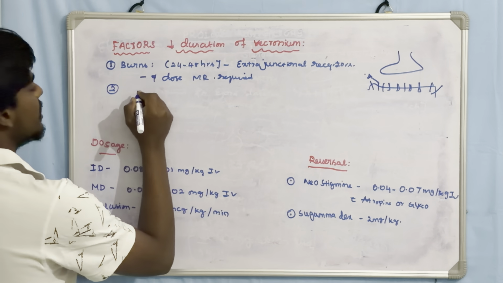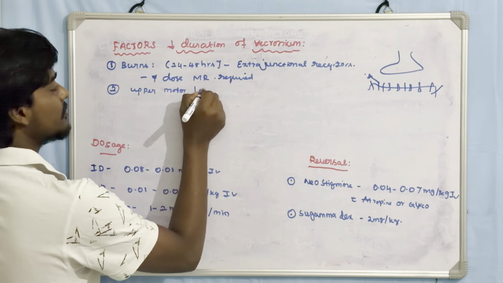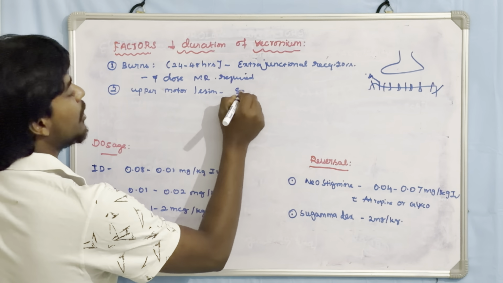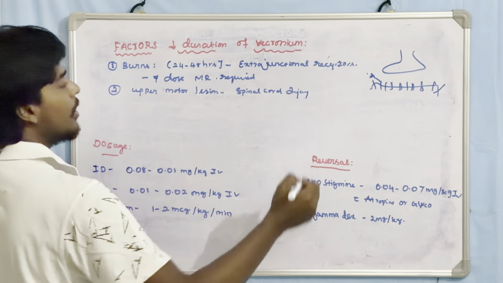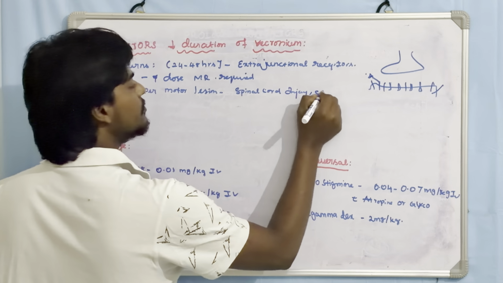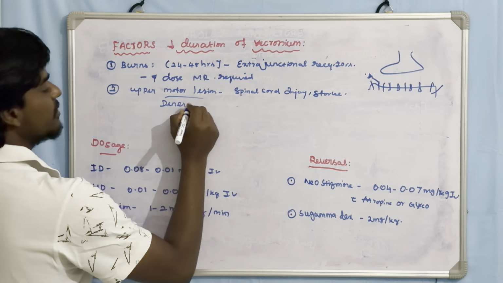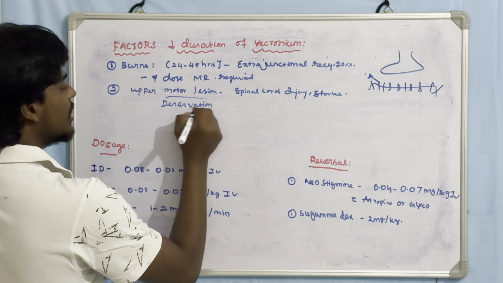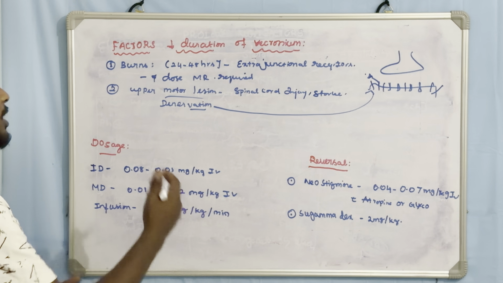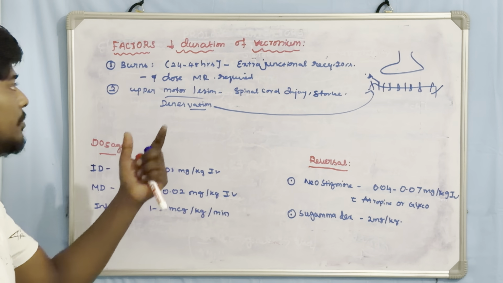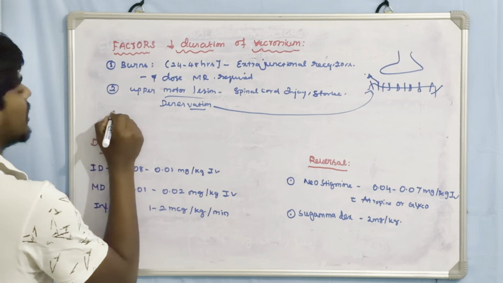And the second condition is upper motor neuron lesion, like spinal cord injury or stroke, where the patient has a denervation condition. Denervation conditions have extra junctional receptors, like burn patients. This means a high dose of muscle relaxant is required, which decreases the duration of the muscle relaxation, especially in this case Vecuronium.